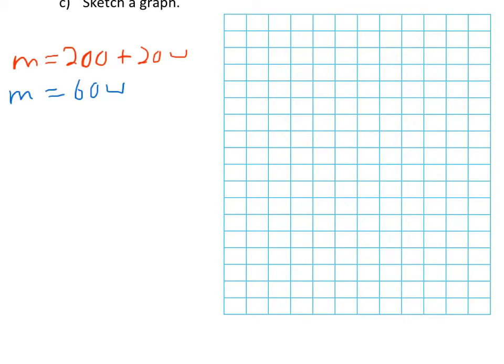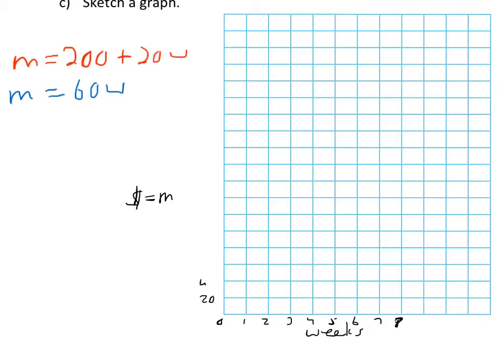Okay, now let's write our units down here. Let's say the x-axis represents weeks. And we'll go 0 weeks and then 1, 2, 3, 4, 5, 6, 7, 8, etc. And this will be our money, which is our M. And let's go by 20s.